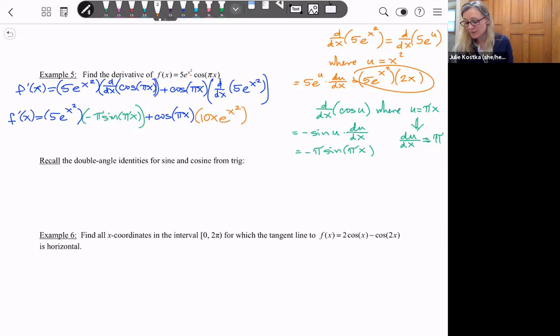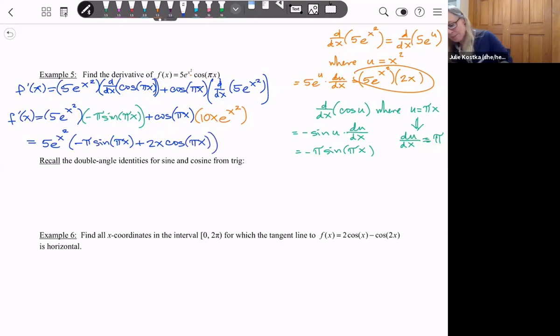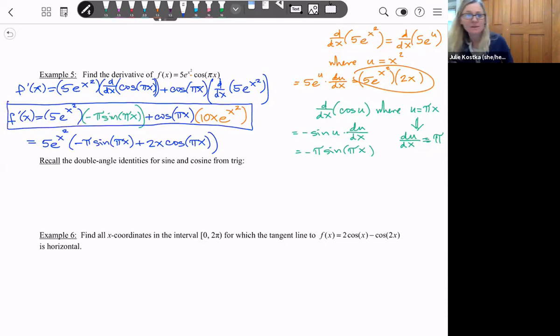I do see one thing we could pull out, I guess two things. If we wanted to, we could pull out 5e to the x squared and we'd be left with negative pi sine of pi x plus 2x cosine of pi x. I believe that that's right, but I tend to make algebra mistakes too. So feel free to double check me.